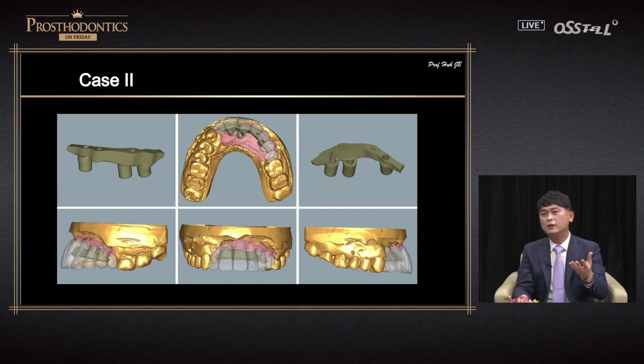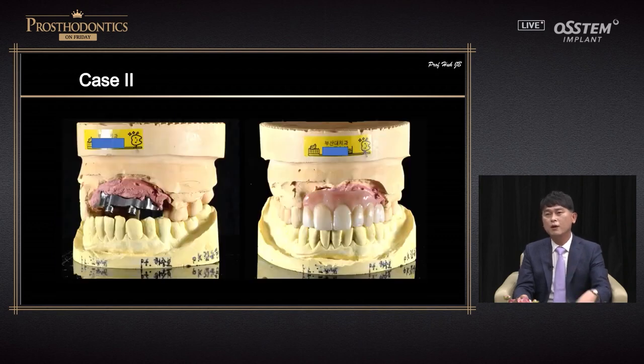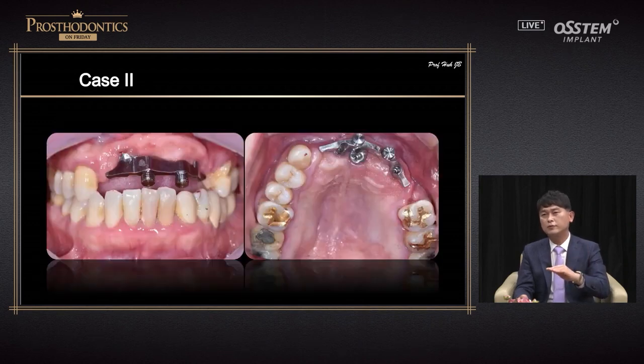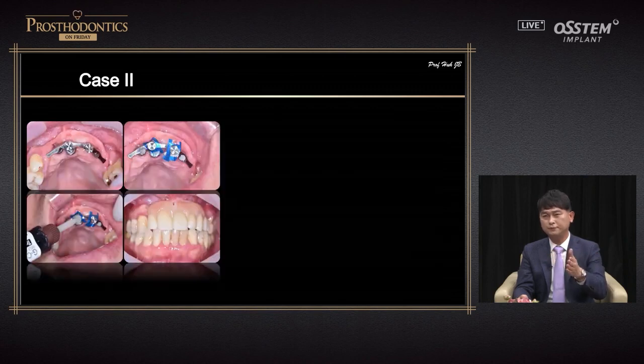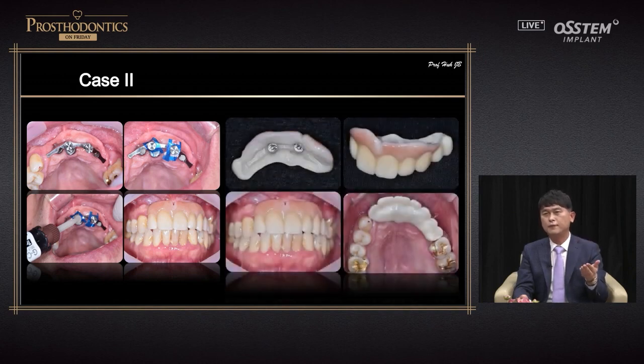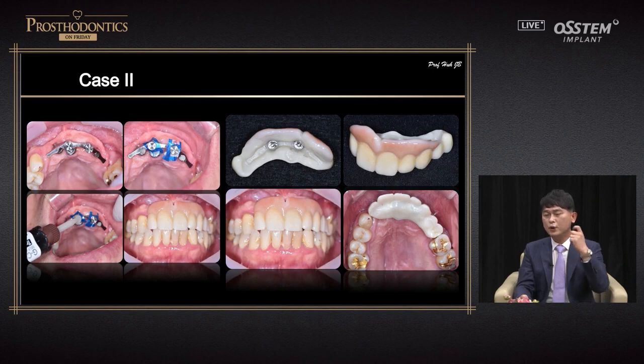Pickup, scanning, and bar design. Virtual teeth are designed and a bar is designed. The prosthesis is fabricated. The bar is mounted in the mouth and the attachment is attached to the prosthesis. The patient can take it out using the attachment when necessary. So this is how it is applied in a partial case.